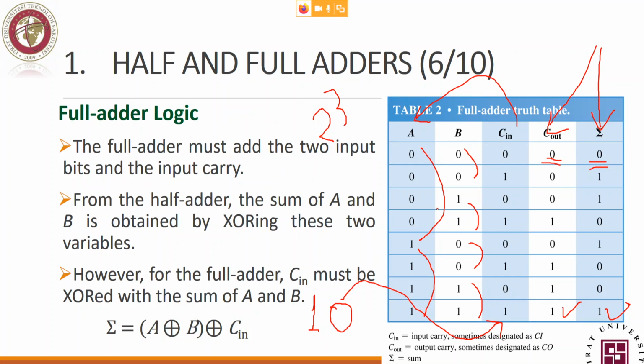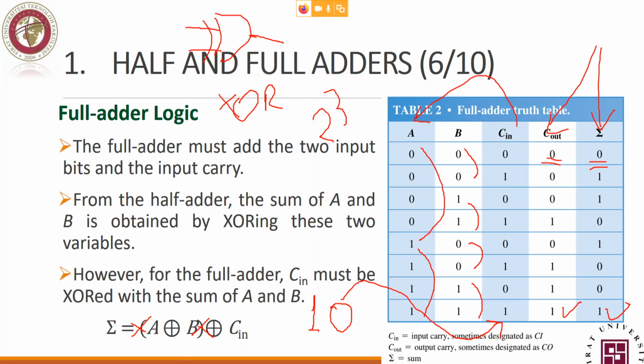So what's added here is the Cin. If we want to add its effect to the summation, then we just XOR it: A XOR B, all XOR C. Even if you ignore the brackets, it's just fine. But why are we putting them here? Because the XOR gate, if you remember, accepts only 2 variables at a time. Okay, this drawing is a bit bad, just ignore it. Just an XOR gate. All right, so this is the idea.